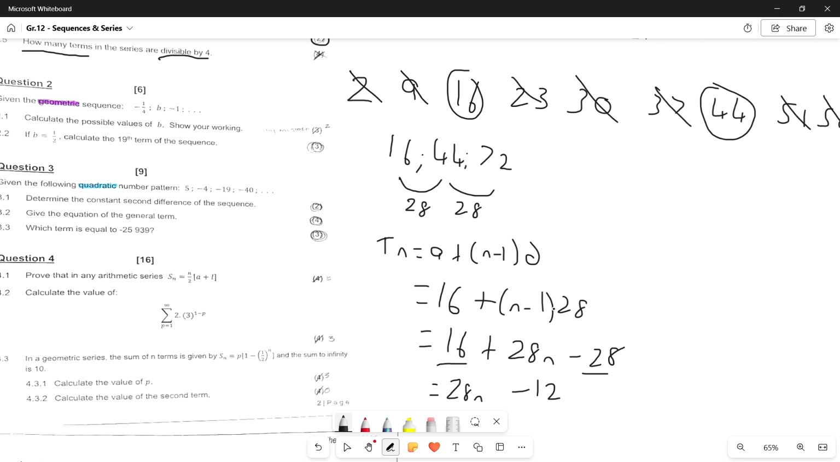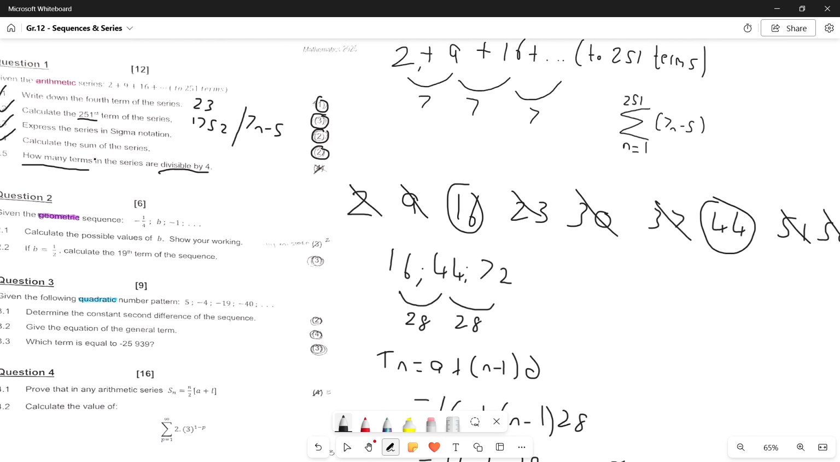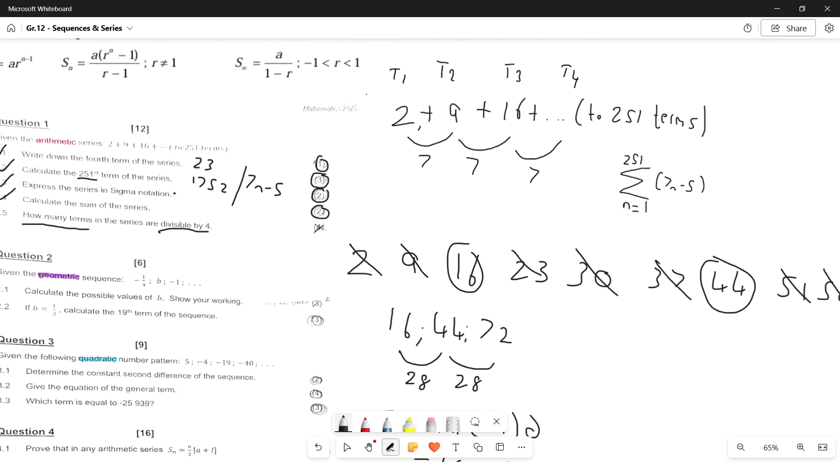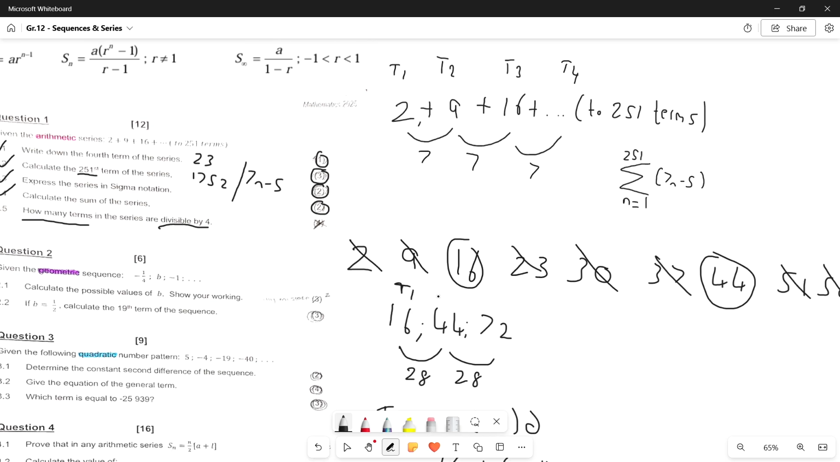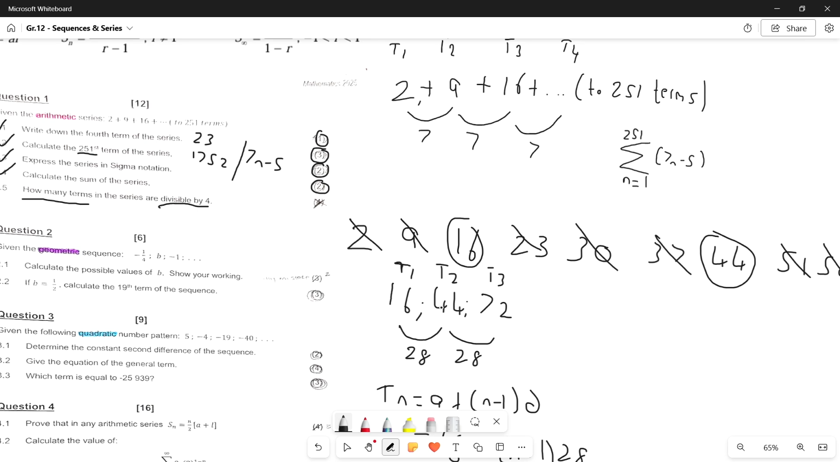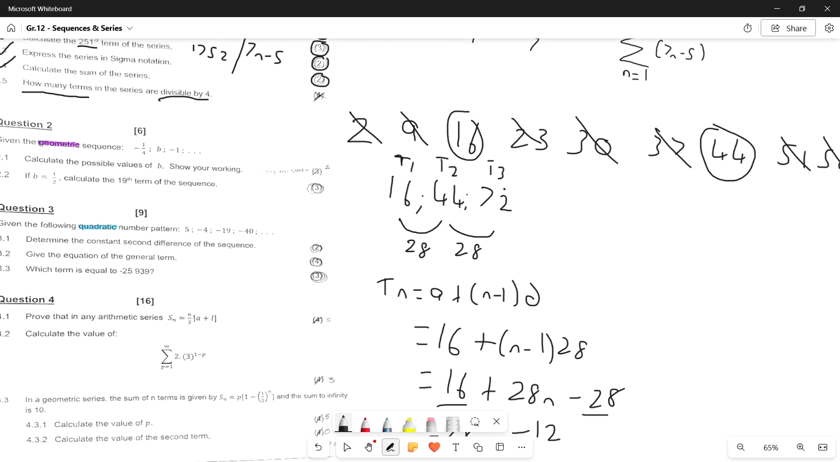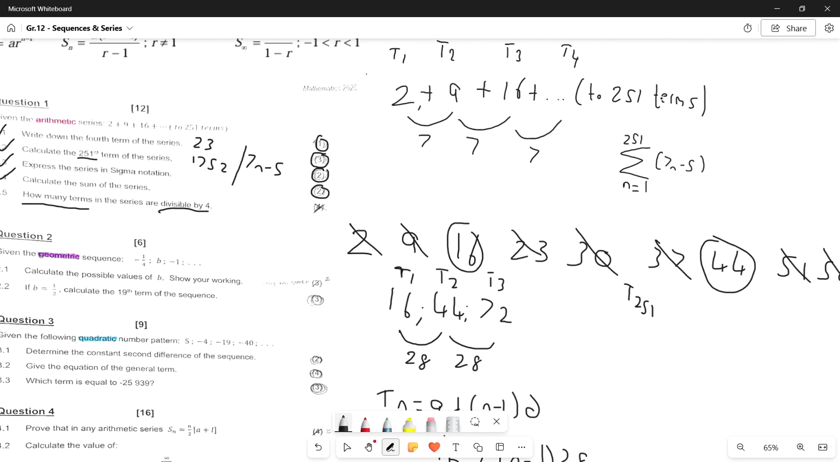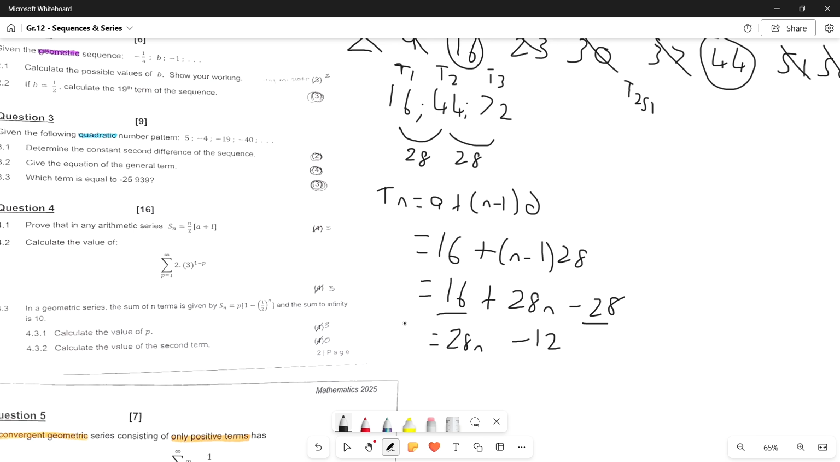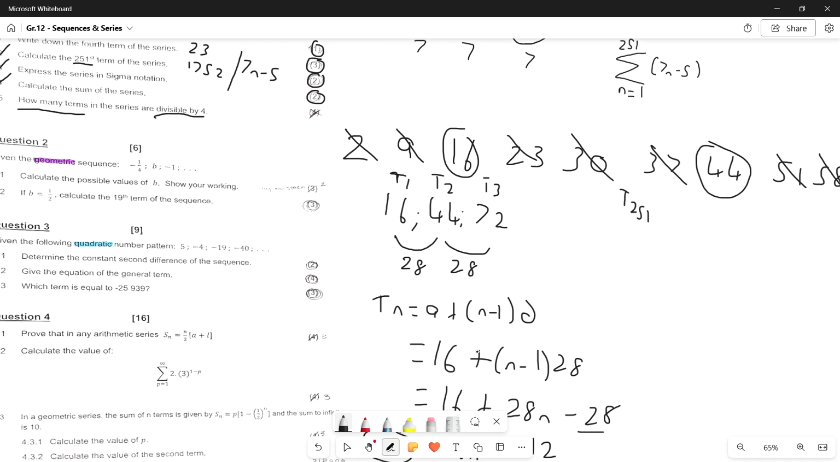Okay, and then with this, we need to compare it, because it's asking how many terms in the series are divisible by 4. Right now, we have the outputs, which means this is term 1, this is term 2, this is term 3, and this is the output of term 1, output of term 2, and output of term 3, which means we need to get the value of T251, considering there are 251 terms in this sequence. So we can then plug the value in over here, so we can solve for n, because n here will tell us how many terms are in this sequence.